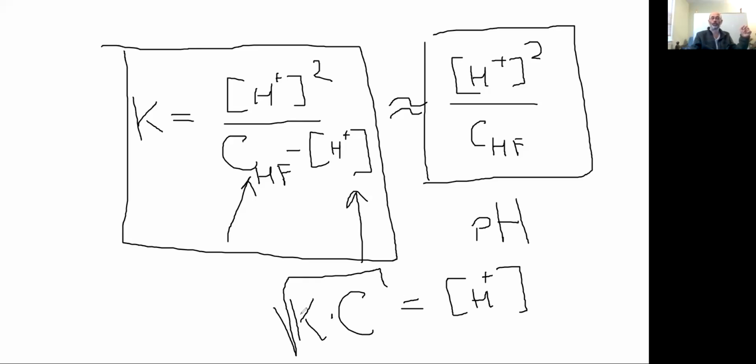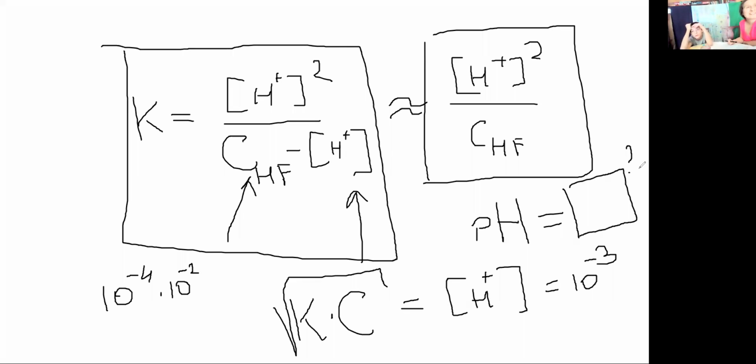So the dissociation constant is 10 to the power of negative 4. And concentration, okay, let's take concentration 10 to the power of negative 2. That's a molar concentration, 0.01. The product will be 10 to the power of negative 6, and the square root will be 10 to the power of negative 3. That means H plus equals 10 to the power of negative 3. And the pH is, who can tell me? 3. Yeah, 3.